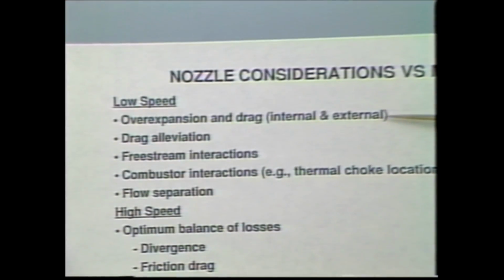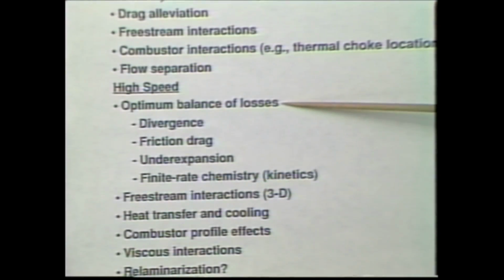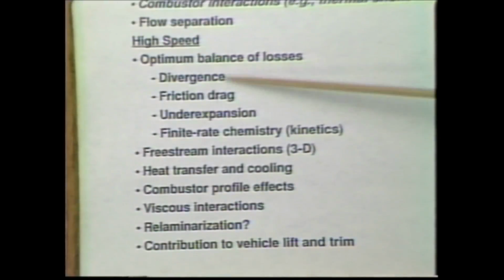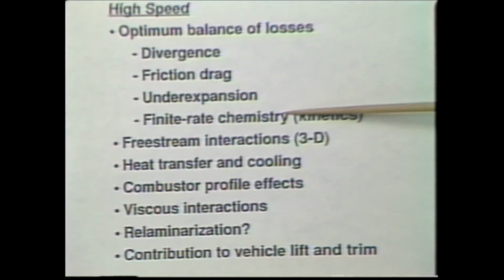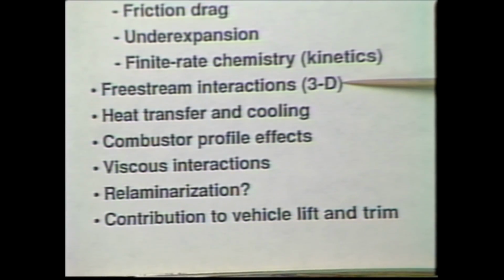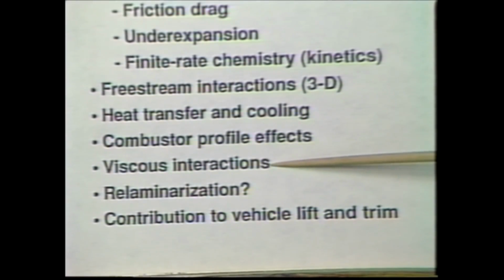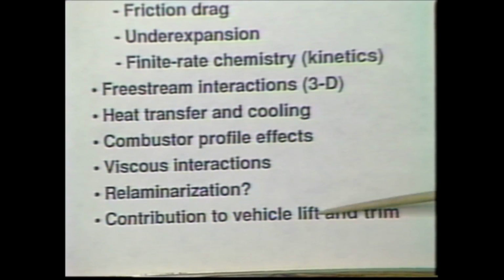We'll move into the nozzle now. Nozzle considerations versus Mach number. Low speed, we've pretty much talked about all those. High speed, you really have to optimize, strike a balance between the losses. There are a lot of them: divergence, friction drag, underexpansion, finite rate chemistry. We'll talk about those more in a minute. Interacting with the free stream, heat transfer, profiles coming out of the combustor can dramatically impact your nozzle performance. Viscous interactions, relaminarization I'll talk about, and the fact that the nozzle really produces a lot of the lift at high speeds and needs to produce it, optimally produces lift.